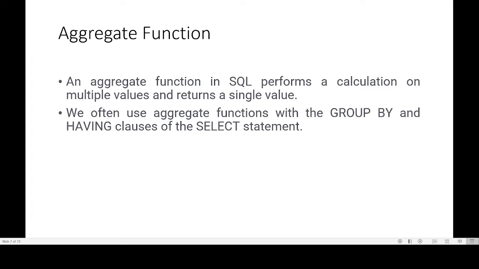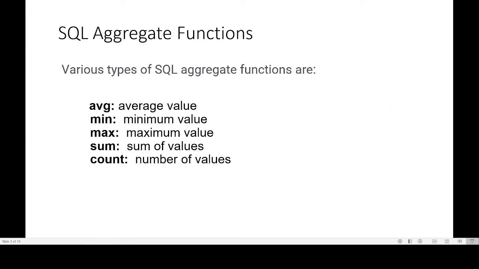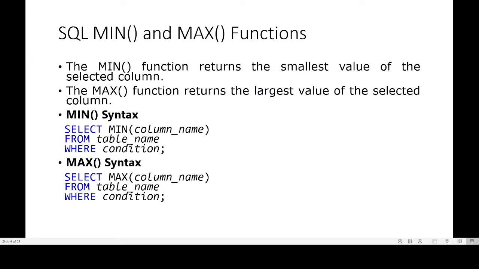Now let us see the various aggregate functions used in SQL. Some of the commonly used aggregate functions are average, min, max, sum, and count. Average finds the average value for a particular column depending upon the condition. Minimum gives the minimum value from a particular column, and maximum gives the maximum value. Sum gives the sum of the values from that column based on the conditions you have given, and count gives the number of values present in a particular column.